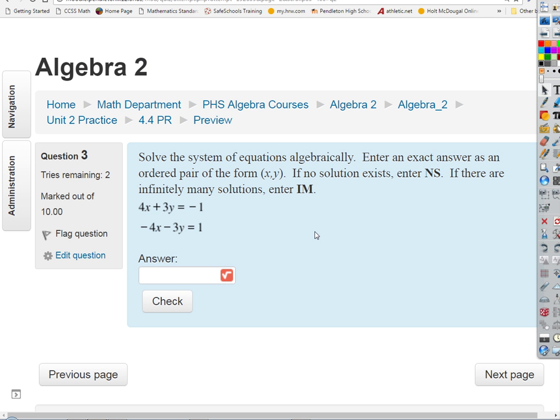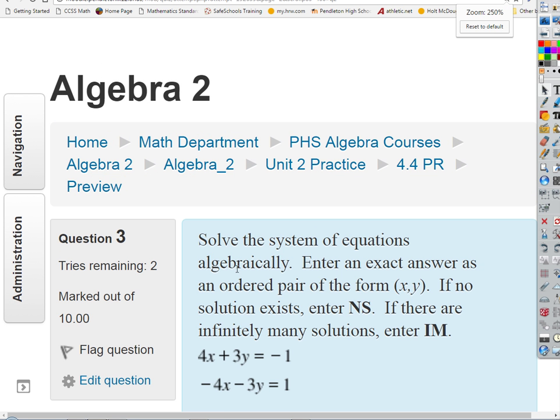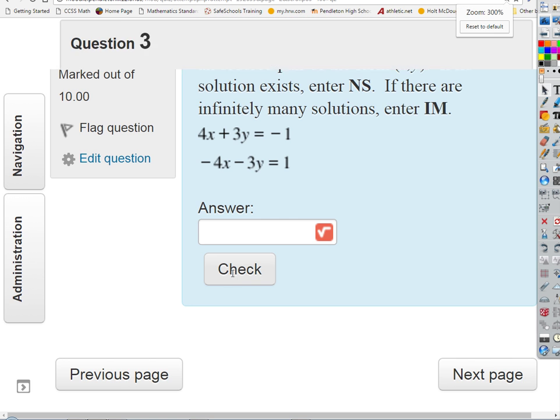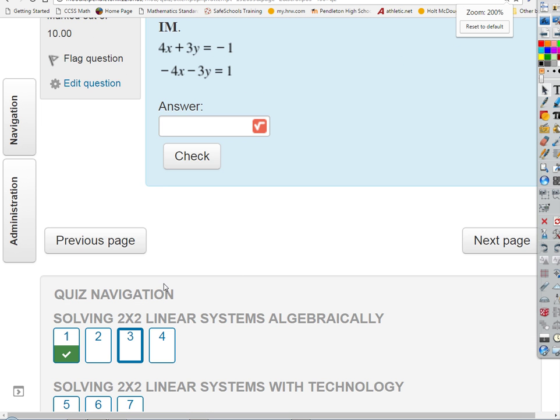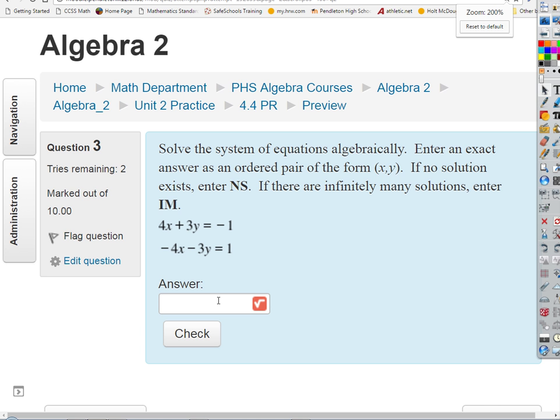What about one like this? Now notice what happens here. This is already set up in standard form. If I add these equations up, they're already set up nicely for me. If I add these up, the x's cancel, and the y's cancel, and the -1 plus 1 cancels. So on the left side, I get 0, and on the right side, I get 0.